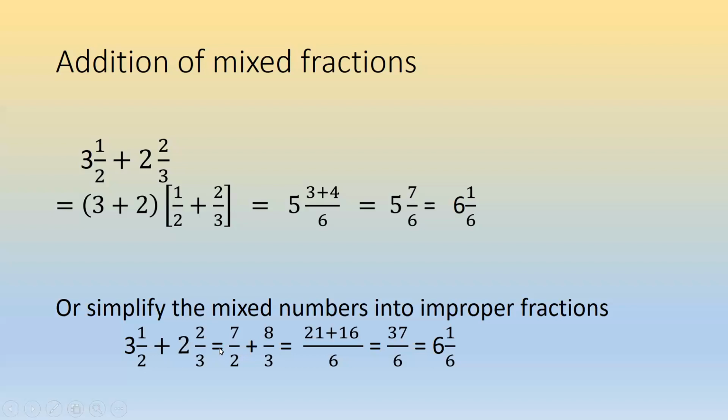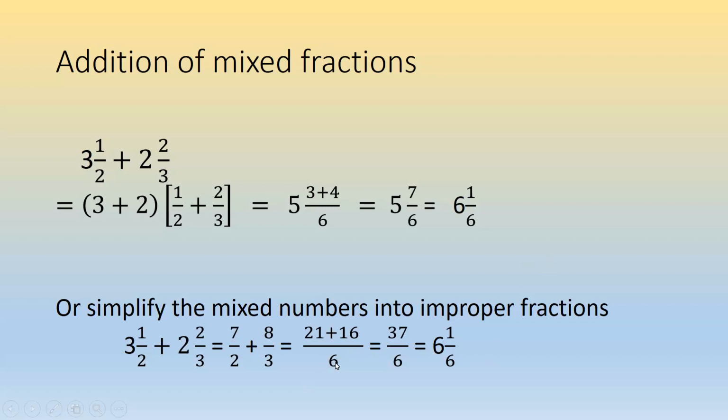And then 2 whole number 2 over 3 can also be changed to an improper fraction. And that will be done by you multiply your 3 by 2, you have 6. You add 6 to your 2, you have 8. And then your denominator remains the same. So you have 8 over 3. Now you would add your fractions by finding your least common multiple.